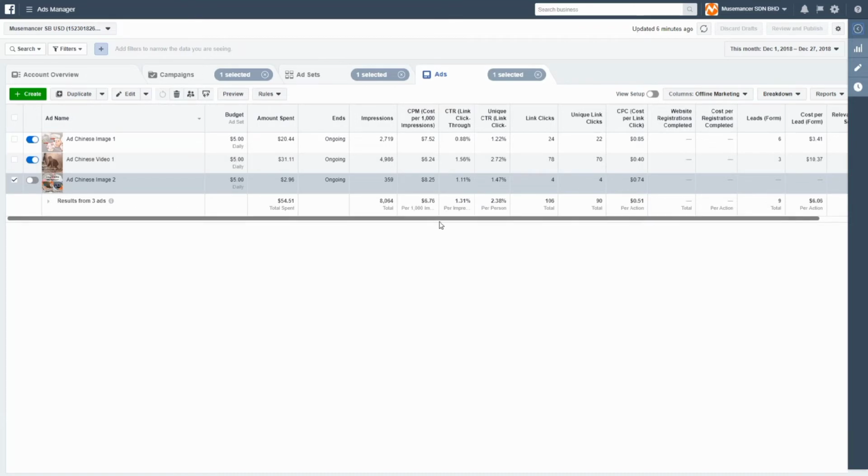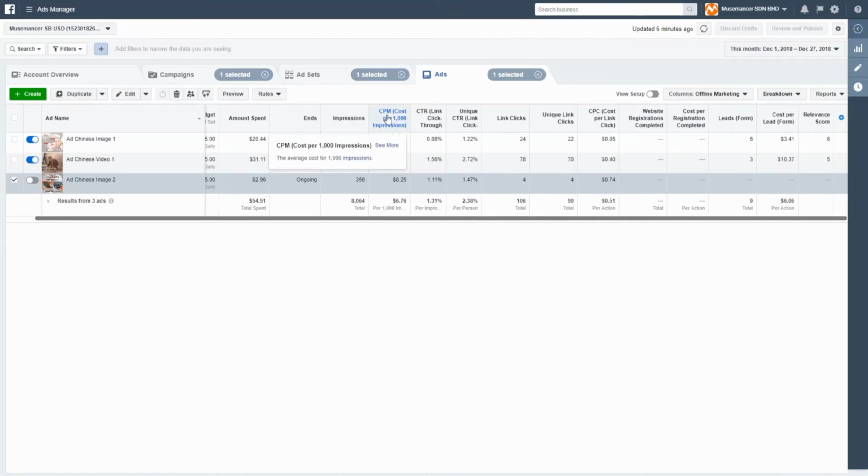Another one, if you want to take a look at, I like to look at cost per 1,000 impressions. Now, ideally, I like to keep it $10 or below. Sometimes in some market, it can get a little bit higher than that, but that's okay.